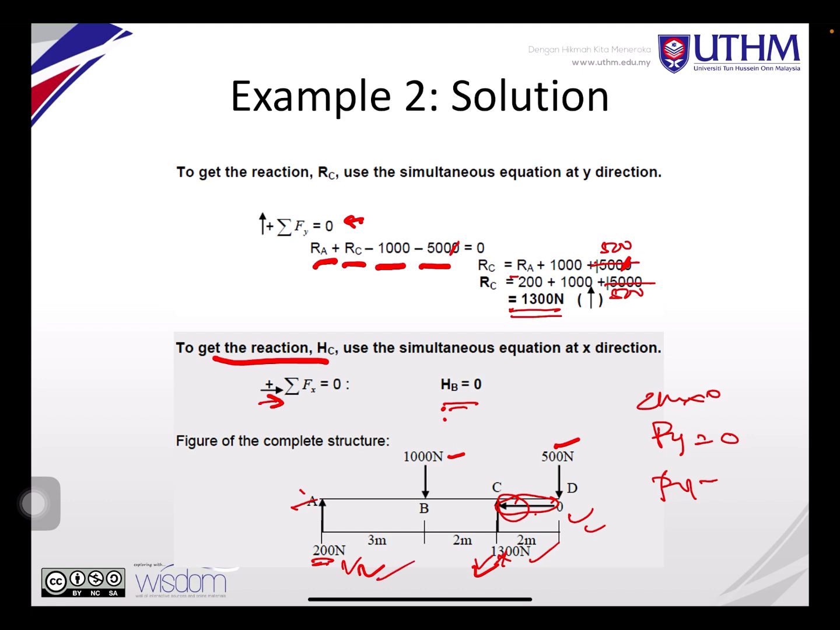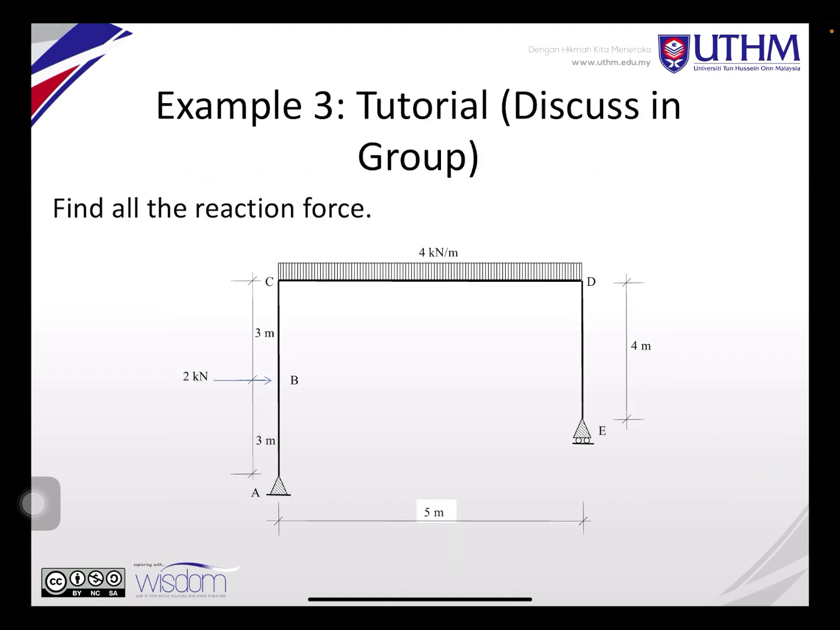Okay, so the sequence: you start with calculate moment, and then Fy, and then Fx. That's it. Okay, so for tutorial 3, you're going to try that yourself. You have a force at A, you have a pin support at A, and a roller support at E. You have force applied at C, D, with a uniform distributed load, and also 2 kilonewton at point B.